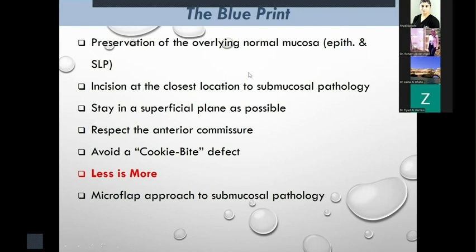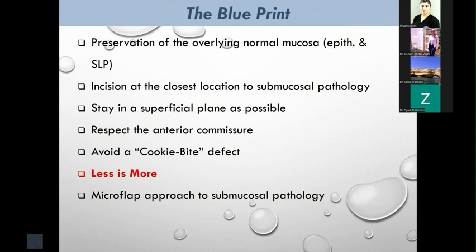The incision and the dissection have to be in the superficial plane as much as you can, maximizing preservation of the mucosa, the superficial layer of the lamina propria, and the epithelium. This is to facilitate primary healing and avoid secondary healing and scar formation, and thus a better postoperative voice outcome. You have to respect the anterior commissure. So if you have bilateral lesions, you might even want to consider performing the MLS in 2 sessions to avoid excessive scarring and synechia of the vocal fold.